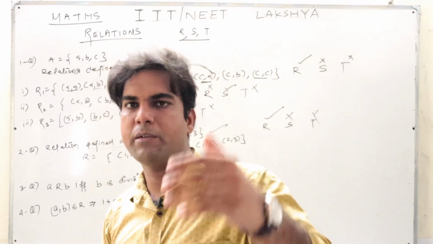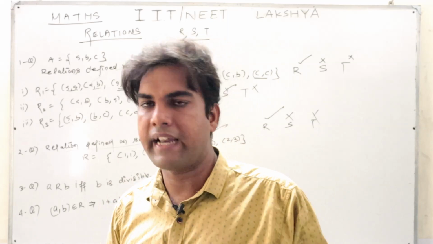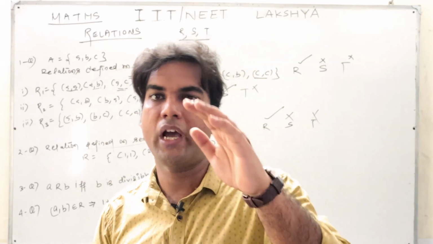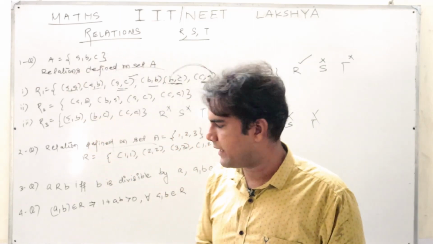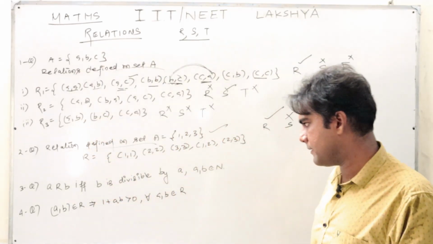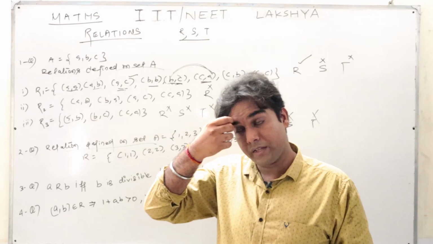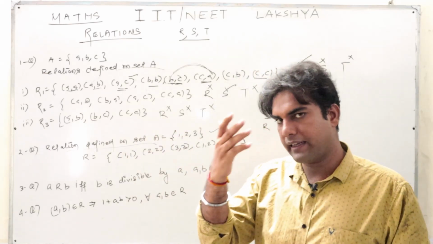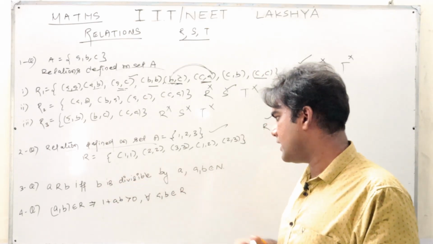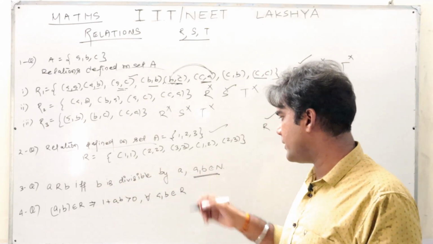8 is divisible by 2, or 9 is divisible by 3, 12 is divisible by 4, 12 is divisible by 6. That is the meaning: B is divisible by A. That is, B is basically the greater or larger number, I mean greater than or equal to. A and B both belong to natural numbers.